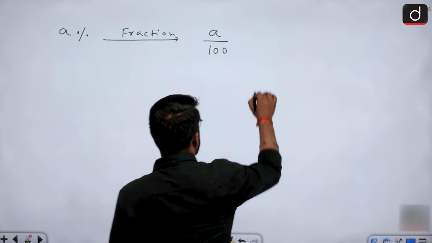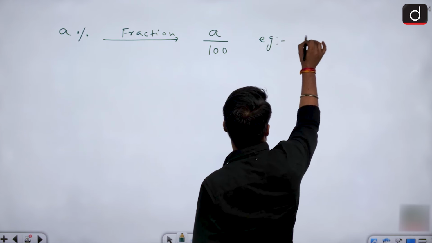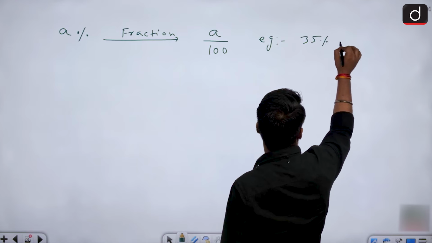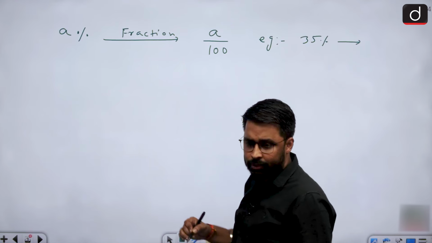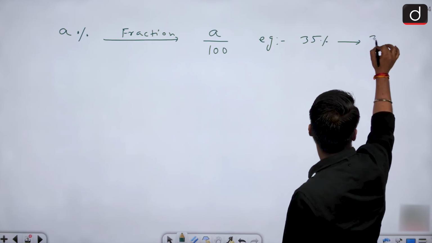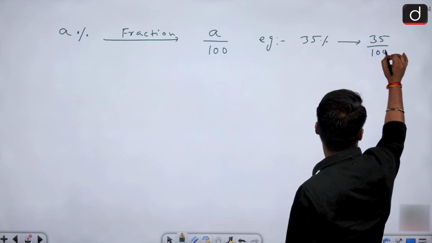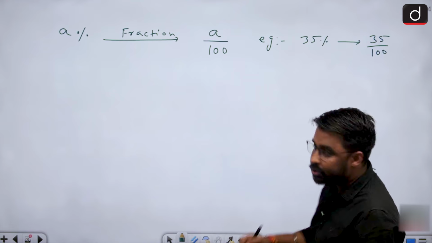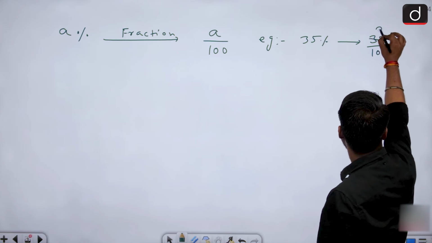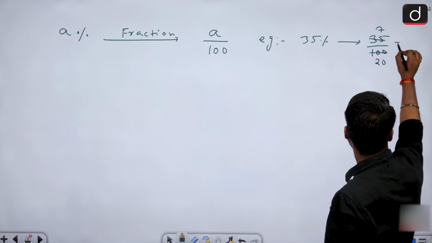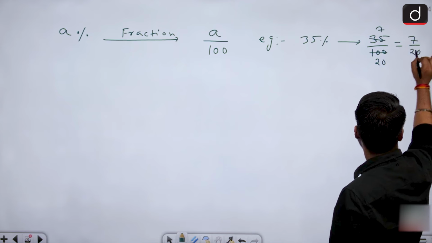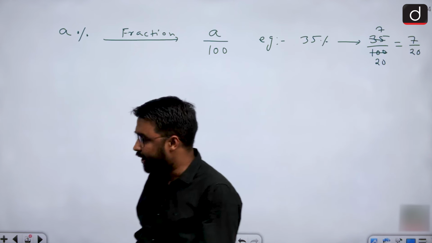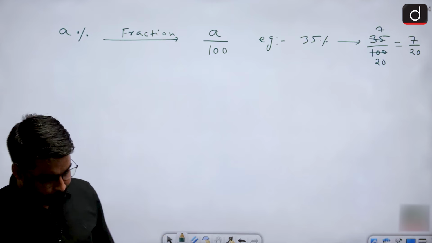For example, let's say I have a 35% value, and now I want to represent this 35% in terms of fraction. So what I will do, I'll divide this 35 by 100. Now you know that in a fraction, any value that is common would get cancelled out. ये 5 से कितनी बार cancel होगा? 7 times, this 20 times. So the simplest representation of 35% in terms of fraction would be 7 by 20.